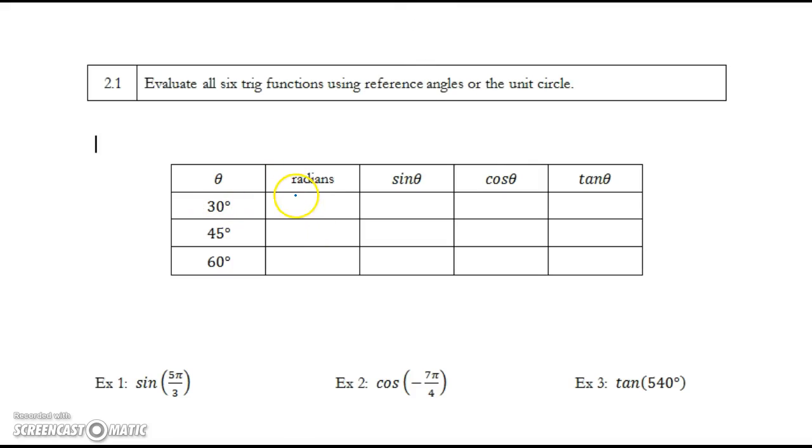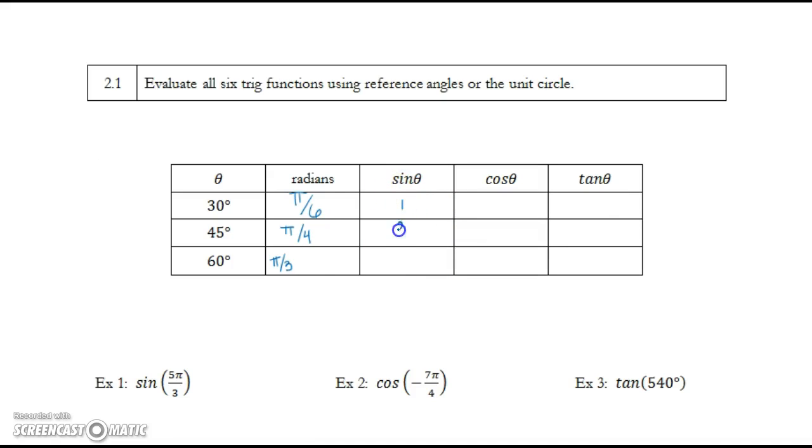30 degrees in radians is pi over 6. 45 degrees in radians is pi over 4. And 60 degrees in radians is pi over 3. That pi looks kind of weird. I don't know what's going on here, but we'll try again. Okay. And we had a little trick that we learned in class for filling in the table here.